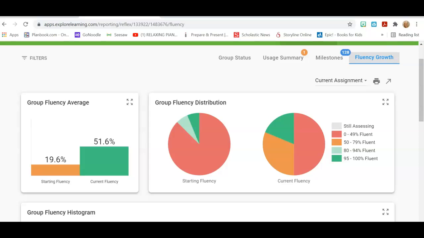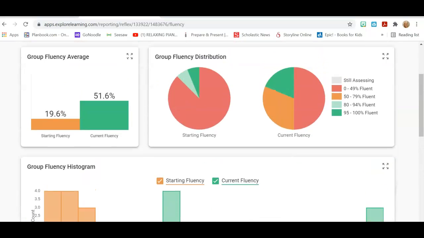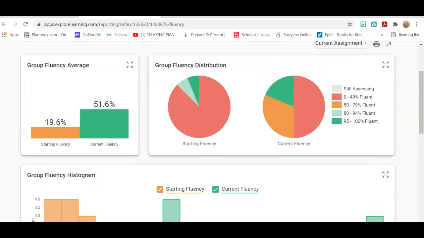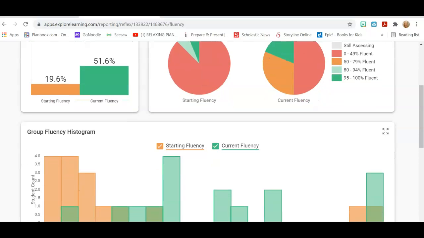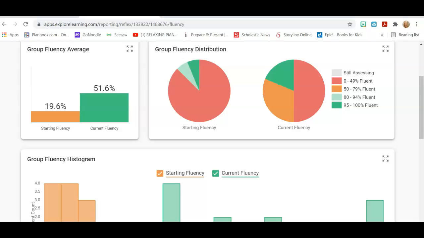I am excited to continue to analyze this data and start to implement my goal setting process with my action research with my students, and take a look and see how that affects this data that Reflex has been collecting for me, and to be able to look at it with this new lens and see if it positively impacts my students' fact fluency and continues that trend upward.